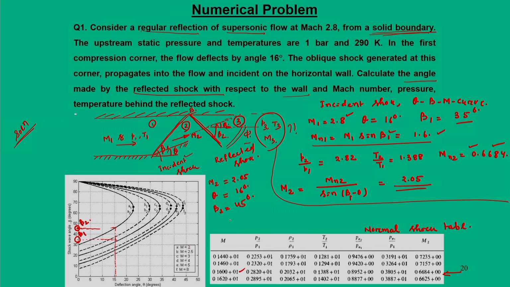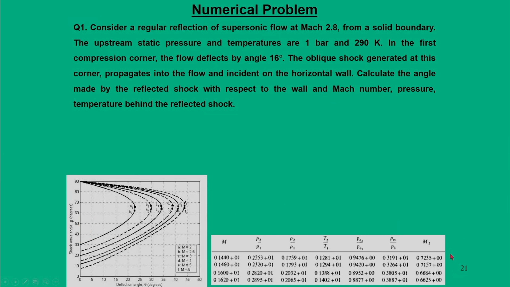So, once you know beta 2, we can say Mn2 will be M2 sin beta 2. So, M2 is 2.05, beta 2 is 45. So, Mn2 will be 1.46. Now, for this Mn2 of 1.46, we can again refer to the normal shock table and note down the values.